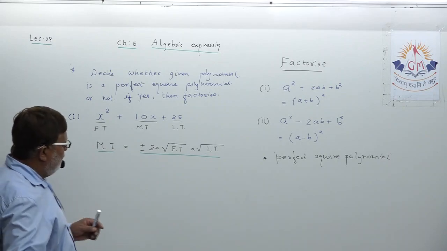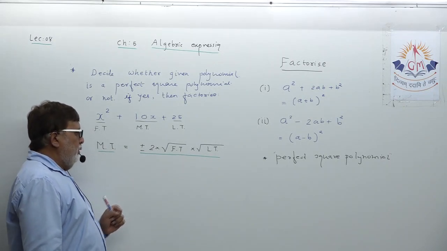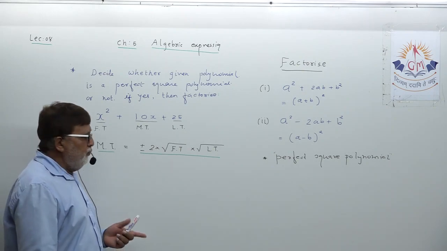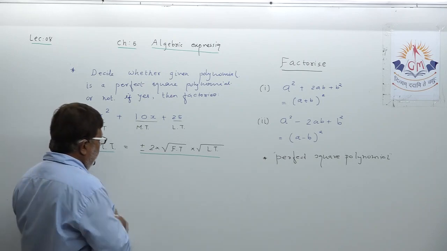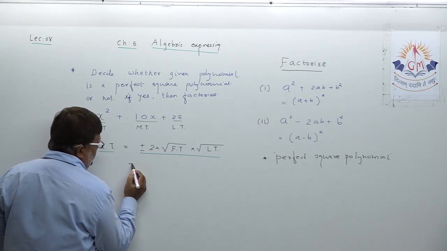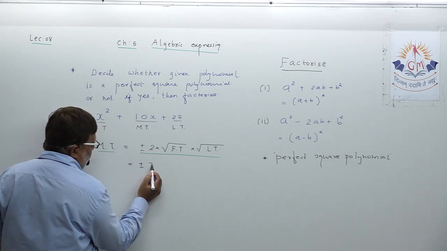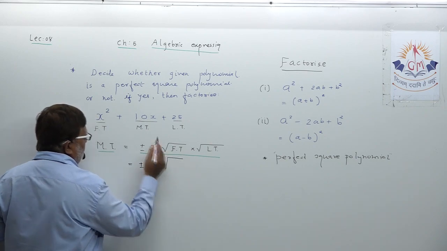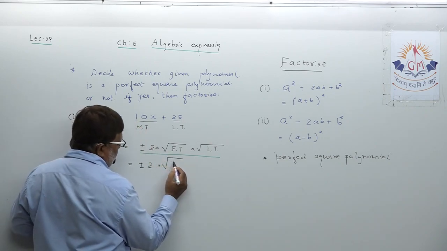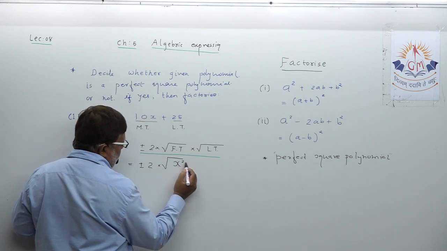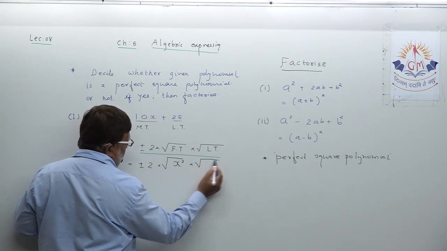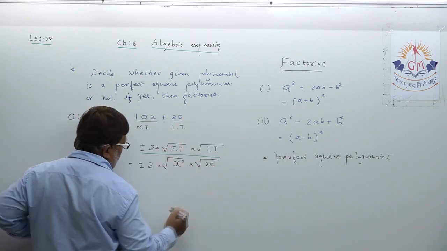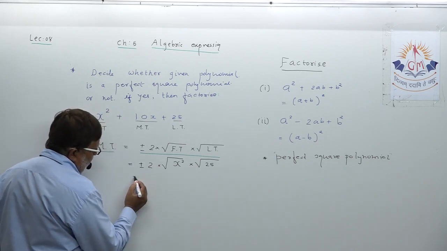Okay, what is the formula? MT equals plus minus 2 into under root FT into under root LT. FT means first term, LT means last term. Let us substitute the values. Plus minus 2, please note down with me, under root first term. What is the first term here? x square. Under root last term. What is the last term here? 25. Now let us simplify it.